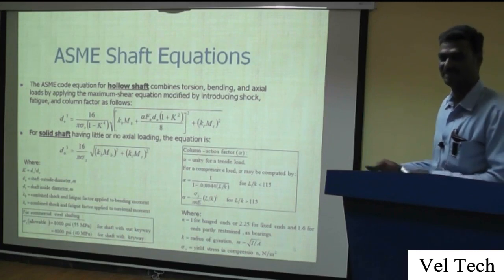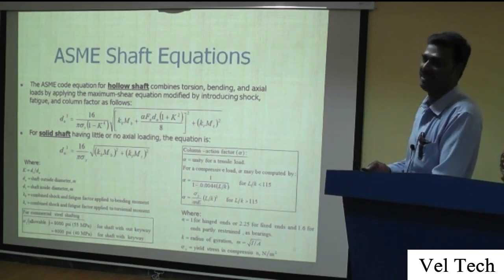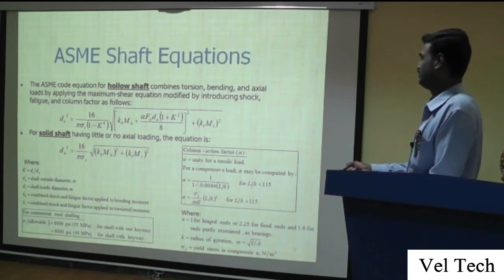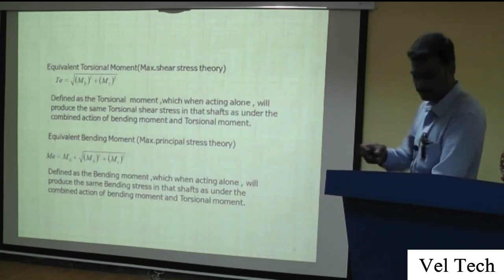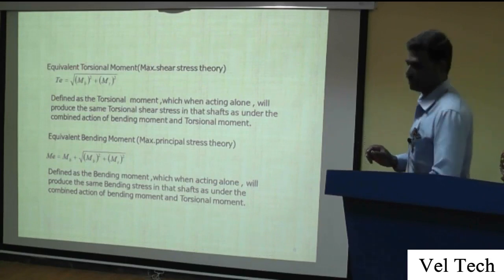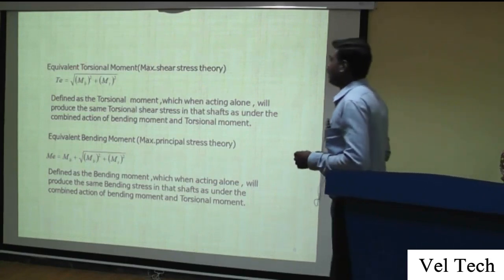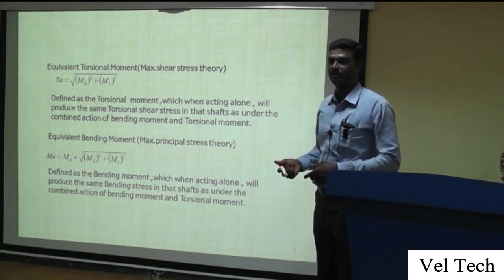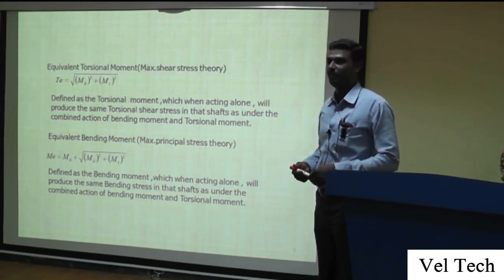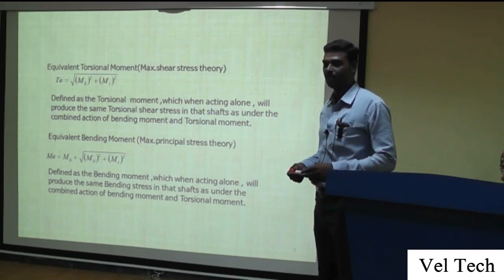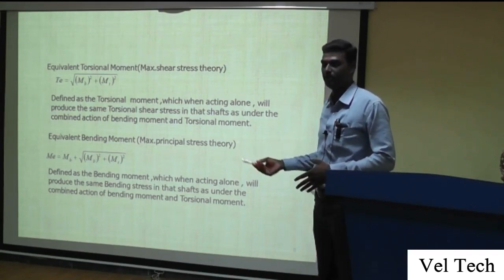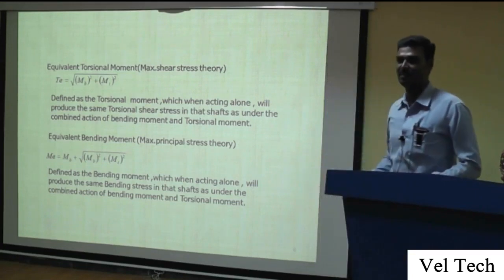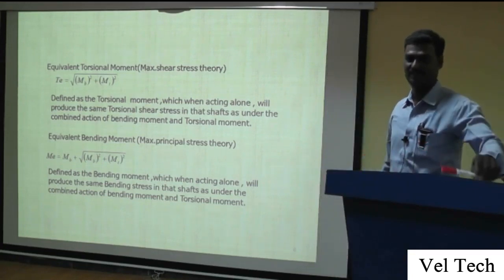Right. So this is the case of the shaft with the factors Kb and Kt. These values are available in your data book. One thing is, we have to identify the condition: whether the shaft is loaded gradually or suddenly, and whether it is a rotating shaft or a stationary shaft. Based on the application, we have to select the Kb value and Kt value. We have to directly substitute in the formula to find out the diameter of the shaft, whether it may be a hollow shaft or solid shaft.